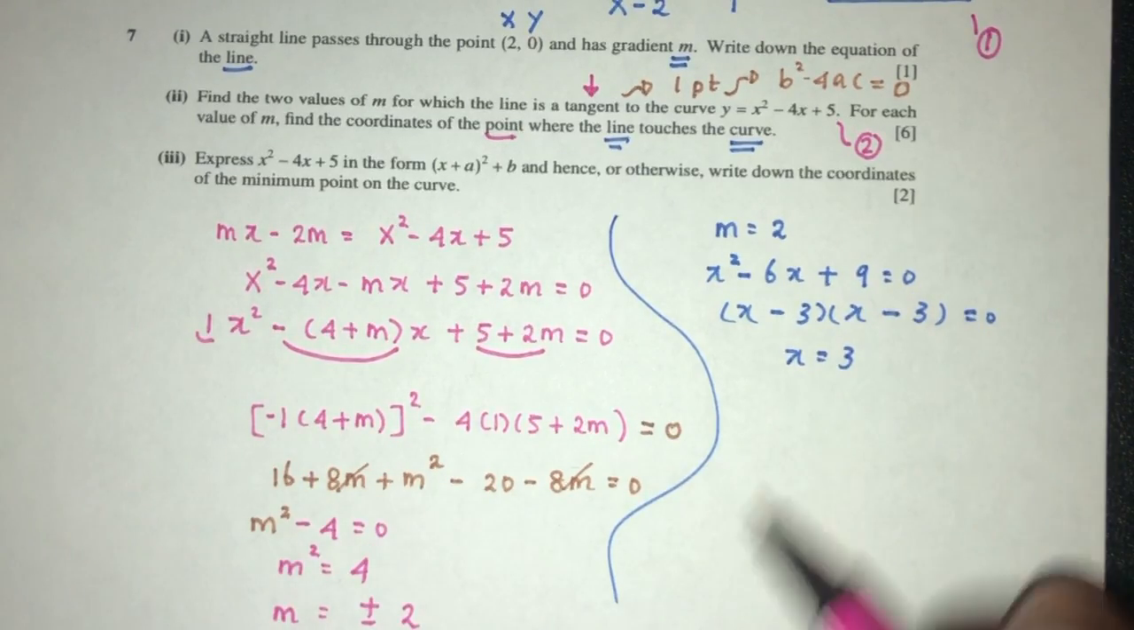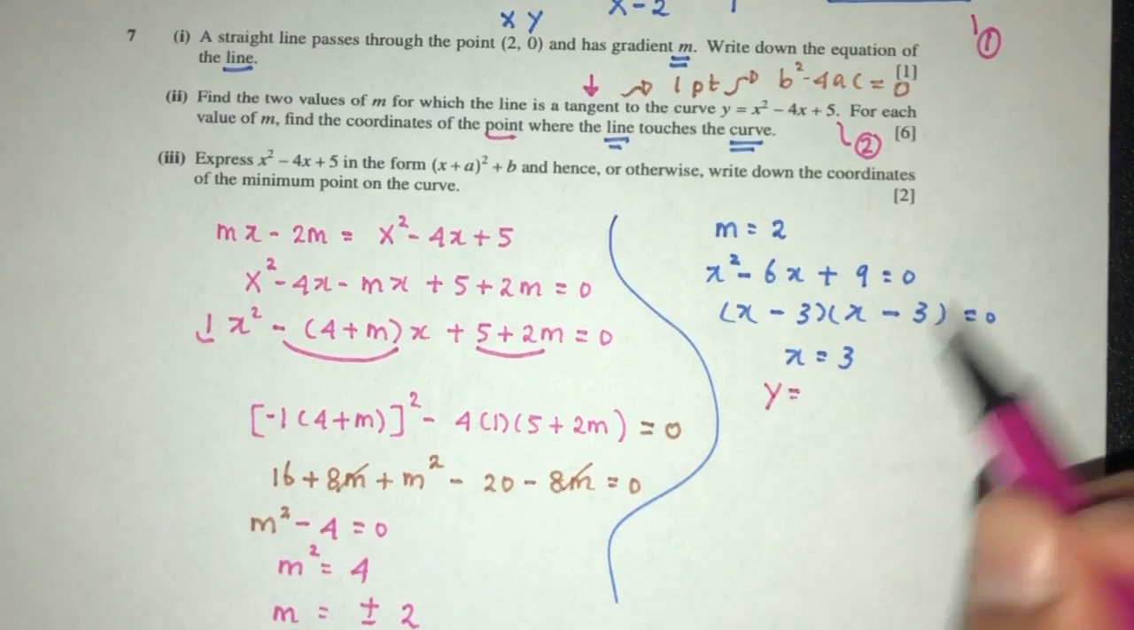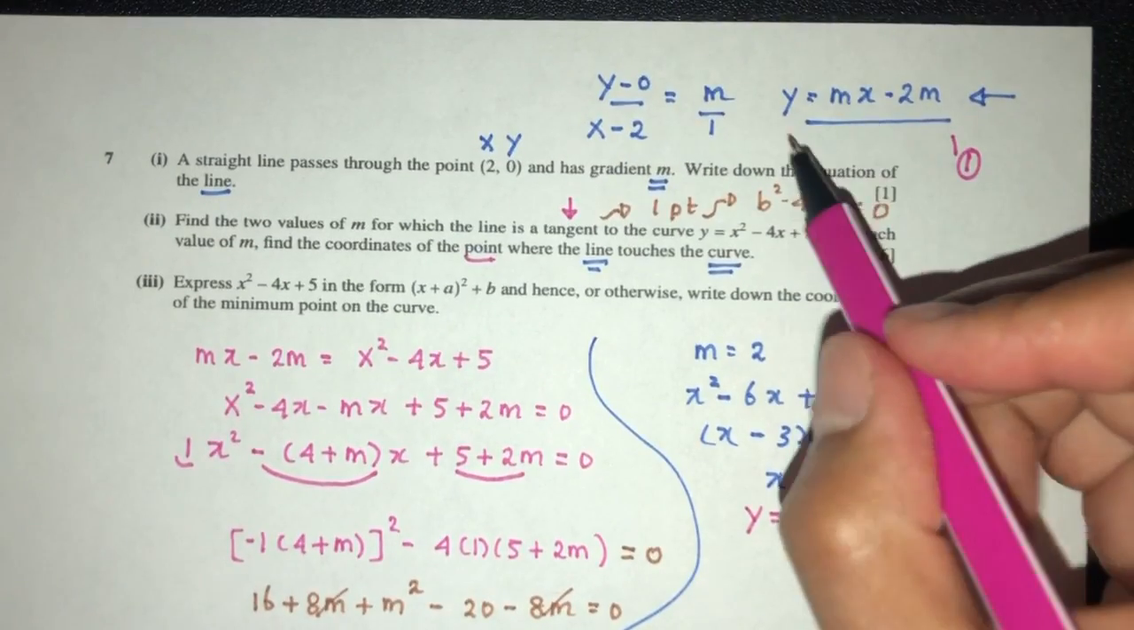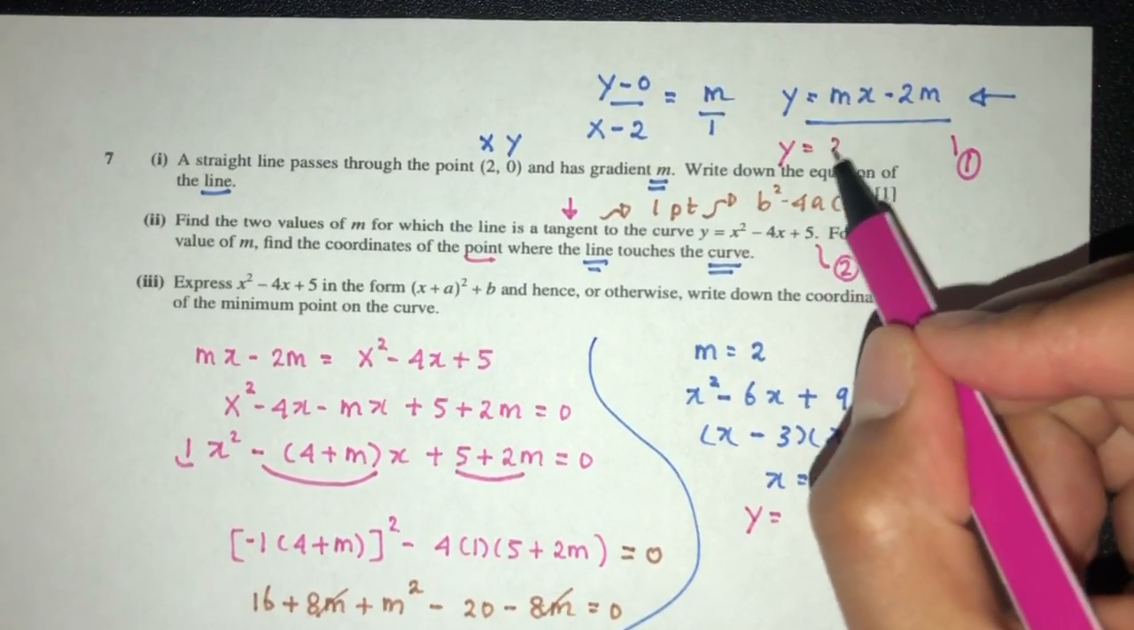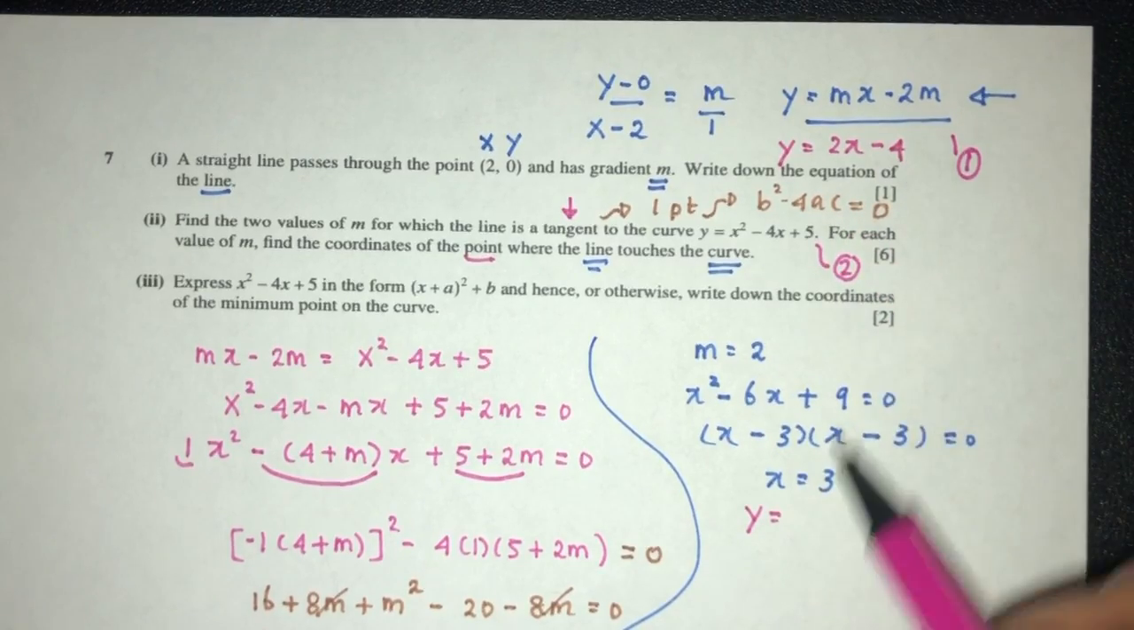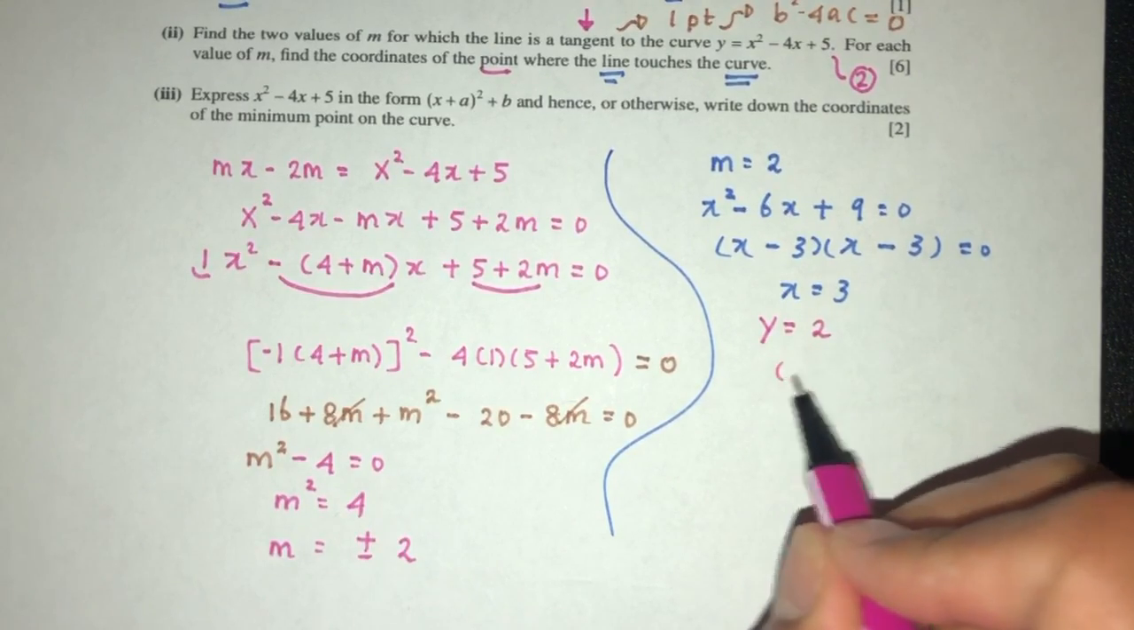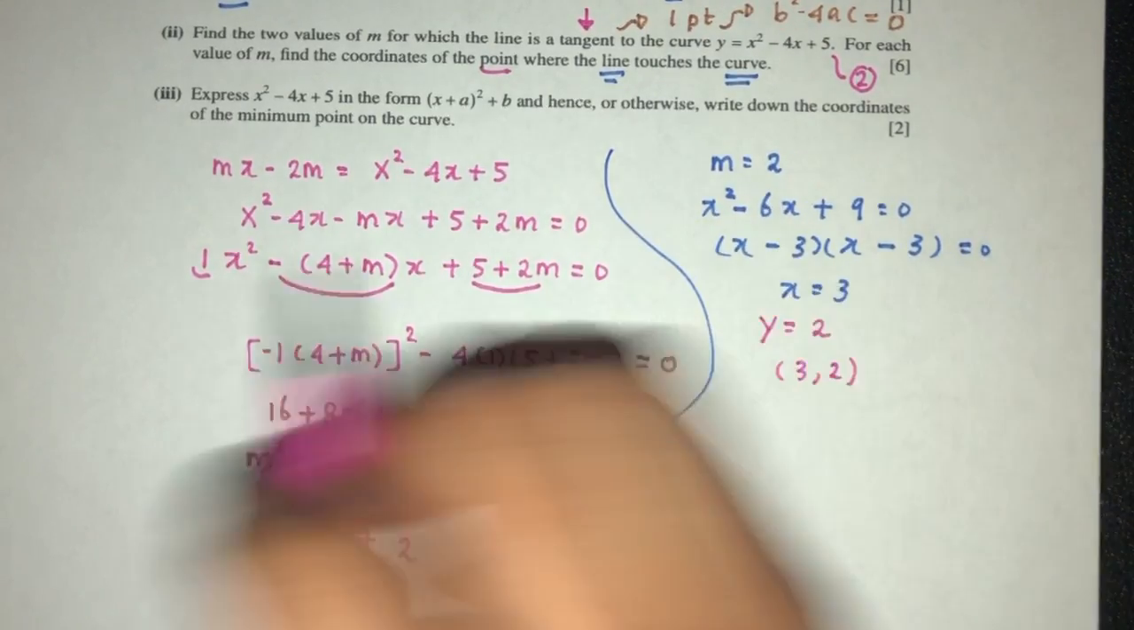So, and what is the corresponding value of y? Replace back in your equation. That will be y is equal to, m is 2 now, 2x minus 4, so x will be 3. 2 times 3 is 6, minus 4 is 2. So the point will be 3, 2 when m is 2.